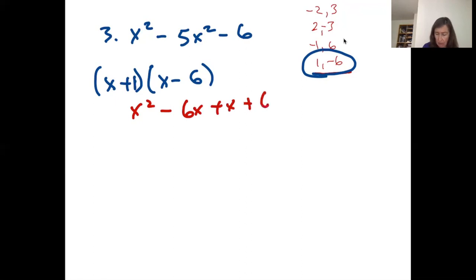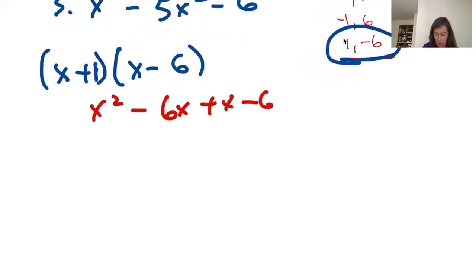And I'm going to check that. Let's go through that a little more systematically. x times x is x squared. x times negative 6 is negative 6x. 1 times x is x. 1 times negative 6 is negative 6. And that does indeed give me x squared. The negative 6x plus x is negative 5x, and negative 6. That checks.